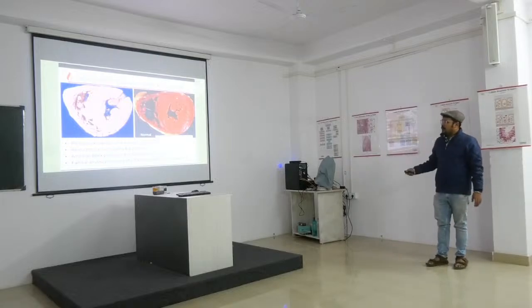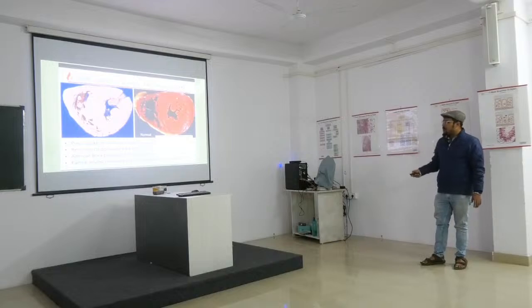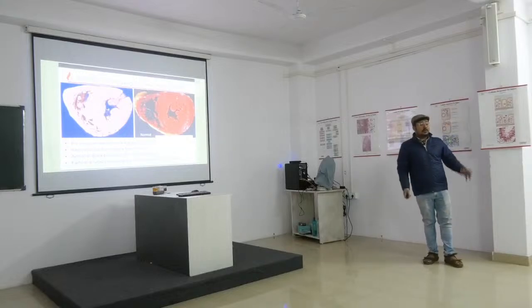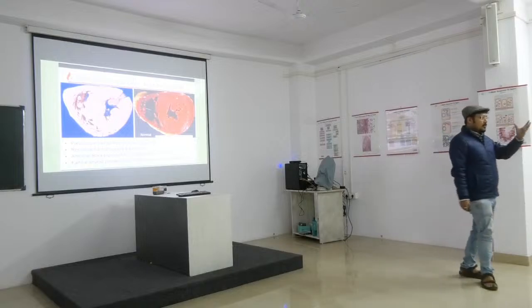Amyloid also deposits subendothelially. This is the endocardium, this is the myocardium, this is the epicardium. So amyloid tends to deposit in the endocardium and the myocardium. Previously known as senile cardiac amyloidosis because it is commonly seen in elderly patients. Restrictive cardiomyopathy and arrhythmia. Restrictive cardiomyopathy, why? Because of the decreased elasticity of the myocytes or the cardiac muscle.